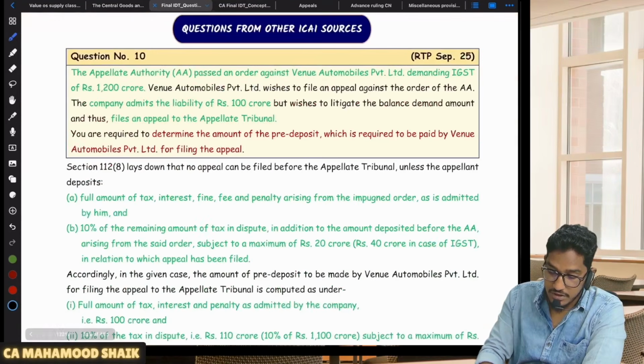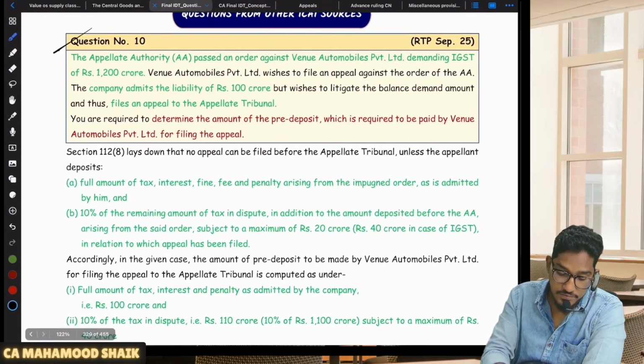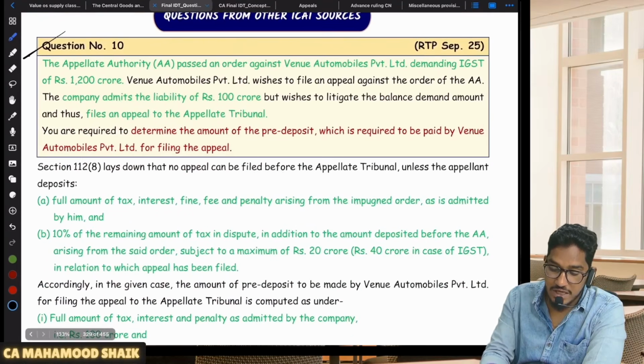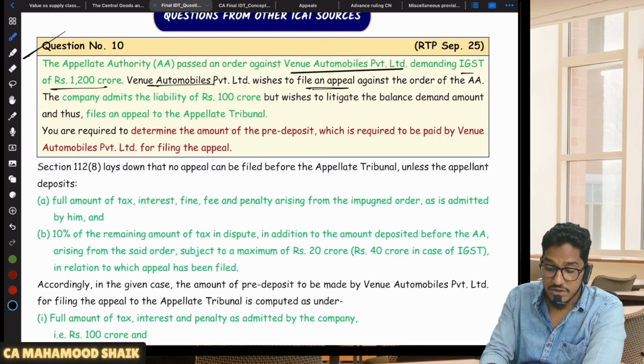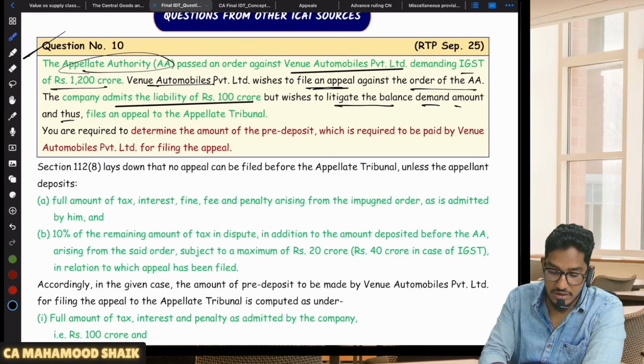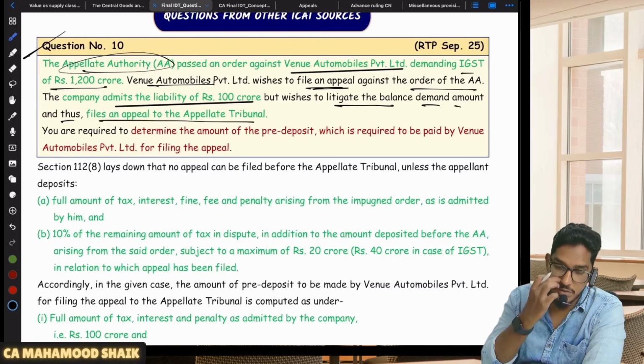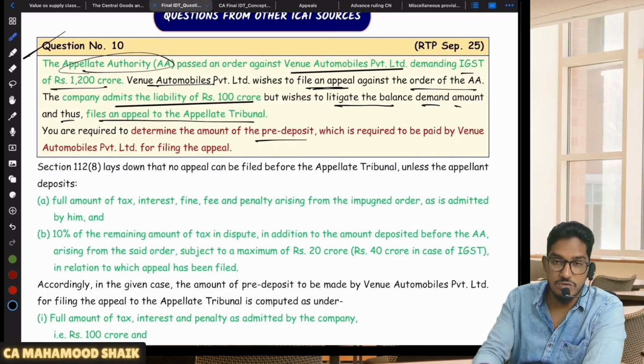Now, let us come to MTP RTP past exam questions. The appellate authority passed an order against Venue Automobiles Private Limited demanding IGST of 1200 crores. Venue Automobiles Private Limited wishes to file an appeal against the order of the appellate authority. He wants to go for appellate tribunal. The company admits the liability of 100 crores but wishes to litigate the balance demand amount and thus files an appeal to the appellate tribunal. You are required to determine the amount of pre-deposit.